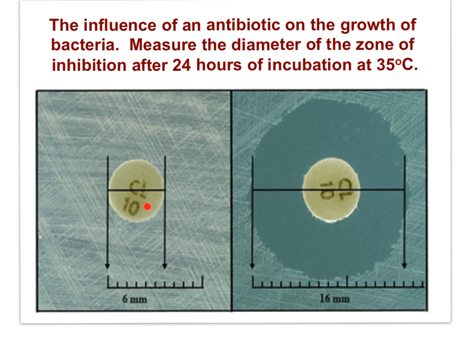The 6 mm filter paper disc is soaked in an antibiotic solution of known concentration and placed on an agar plate with an inoculation of bacteria. You can see the bacteria here and here. After 24 hours, the diameter of the ring, the zone of inhibition, is measured and compared to standards.